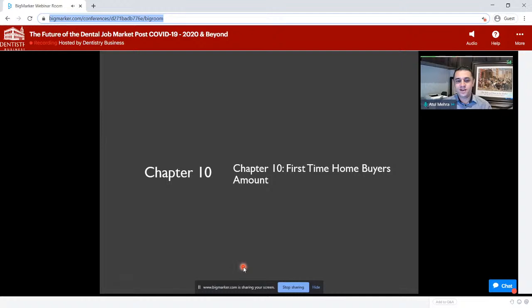Another area that we see a lot of is the first-time home buyer's amount. This is actually a tax credit, similar to the tuition credit, where you get a little bit of relief on your taxes. It's a $5,000 credit that basically equates to about a $750 refund back in your taxes, just for disclosing that you purchased a home.